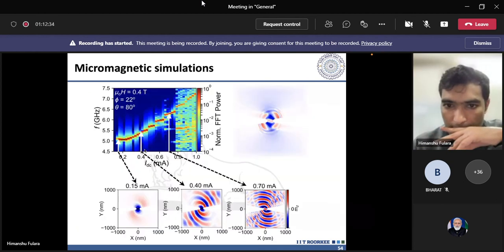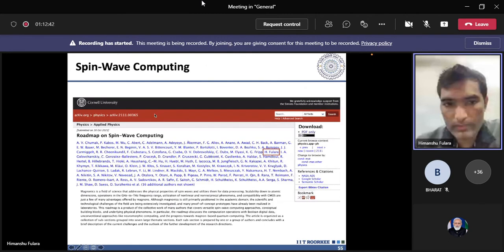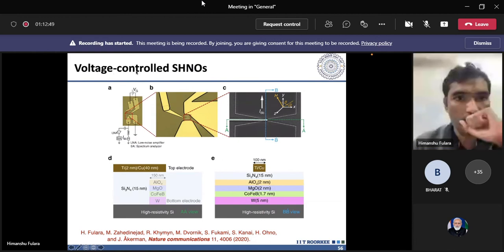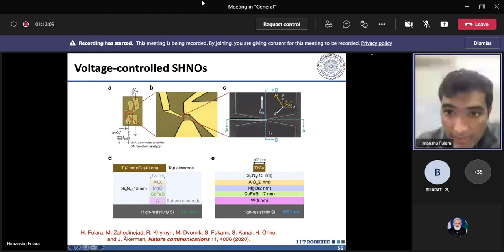Then, once we obtain this propagating spin wave, we can manipulate it. And how did we manipulate it? We manipulated it with the help of voltage. Voltage means electric field. We fabricated devices in which we can apply an electric field perpendicular to this structure. We already have spin current going from this tungsten layer, which is also a heavy metal layer, and this is typically our device. This is the scanning image. This is the actual device, and this is how it looks.